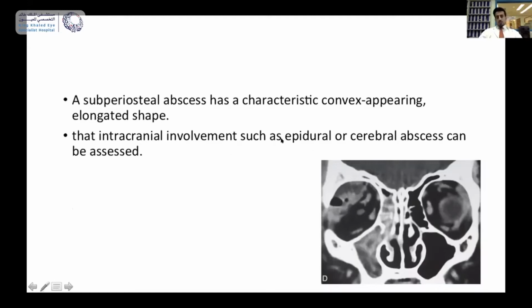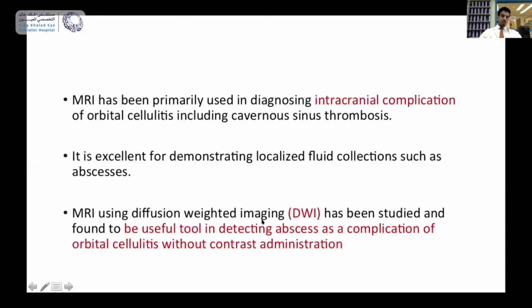Intracranial involvements such as epidural or cerebral abscess can also be seen. What about MRI? Usually it has been used for diagnosing intracranial complications. It's also excellent for demonstrating localized fluid collection such as abscess.